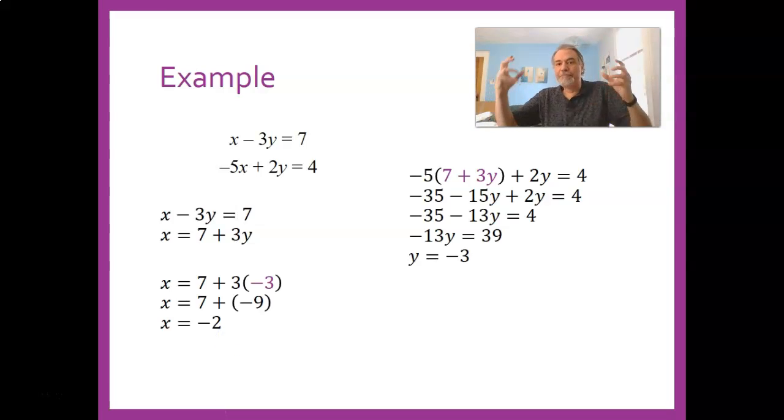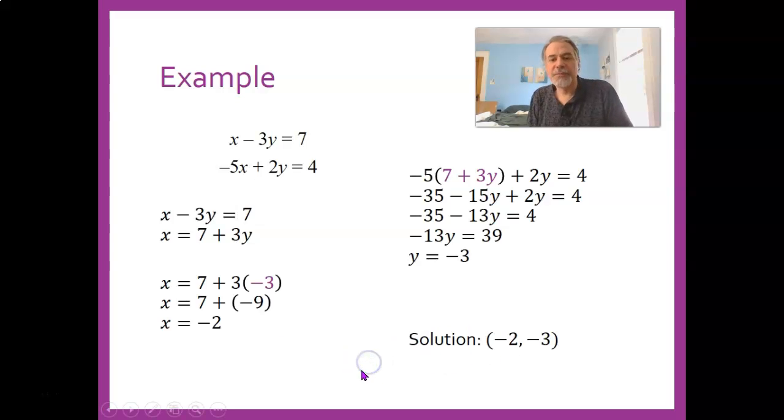Now we are done. We have both of our numbers, so we have the solution: negative 2, negative 3. Unless I've made some dumb mistake somewhere, both of these equations are going to be true if I put negative 2 for x and negative 3 for y. Negative 2 minus 3 times negative 3 would be negative 2 plus positive 9, and that does equal 7. And also negative 5 times negative 2, which would be positive 10, plus 2 times negative 3, which would be negative 6, does equal 4. They both work when x is negative 2 and y is negative 3.